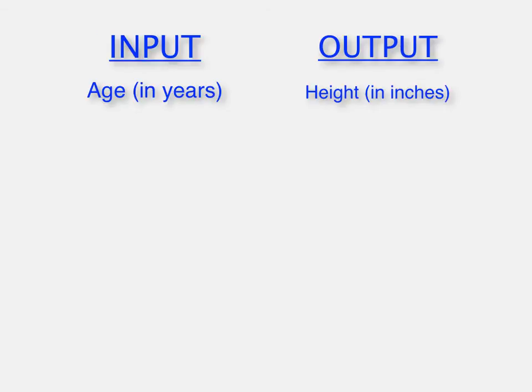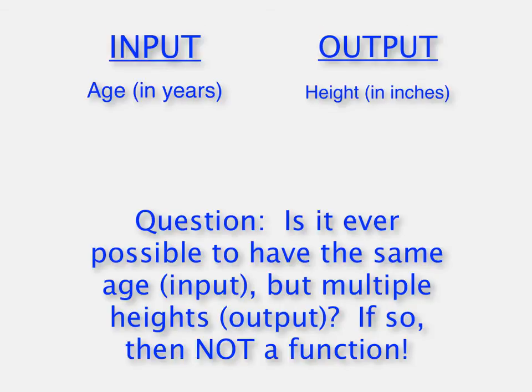Alright, let's investigate some real-world relationships where we're told an input and an output, and let's determine whether the relationship is indeed a function. For our first example, suppose the input to this relationship was your age in years, and the output was your height in inches. The question we have to ask ourselves is, is it ever possible to have one input with multiple outputs? Is it ever possible to have the same age in years, but different height in inches? What do you think?